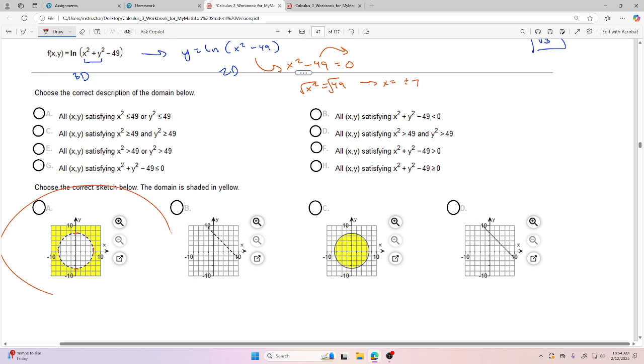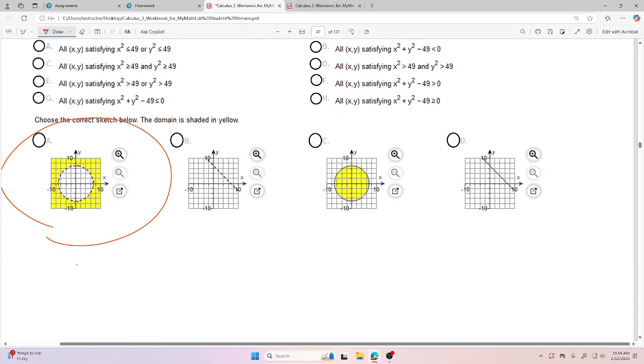It would be A. Because again, my 2D version said we start at 7 and -7, and we go out from there, right? Basically, all of this stuff is what I want, the outside stuff. So that's what I'm looking for here. I want the outside stuff.